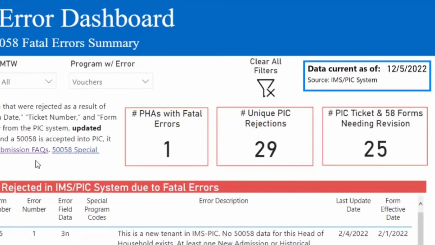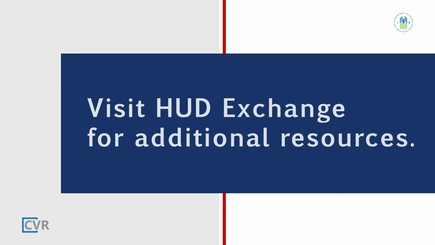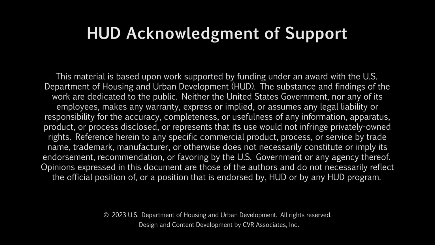If the error is still present, repeat the steps shown in this video to locate the record, correct the error, and submit the corrected 50058 to PIC. To learn more about other common PIC errors, visit HUD Exchange for videos, job aids, and other resource materials. If you have additional questions, contact your PIC coach.